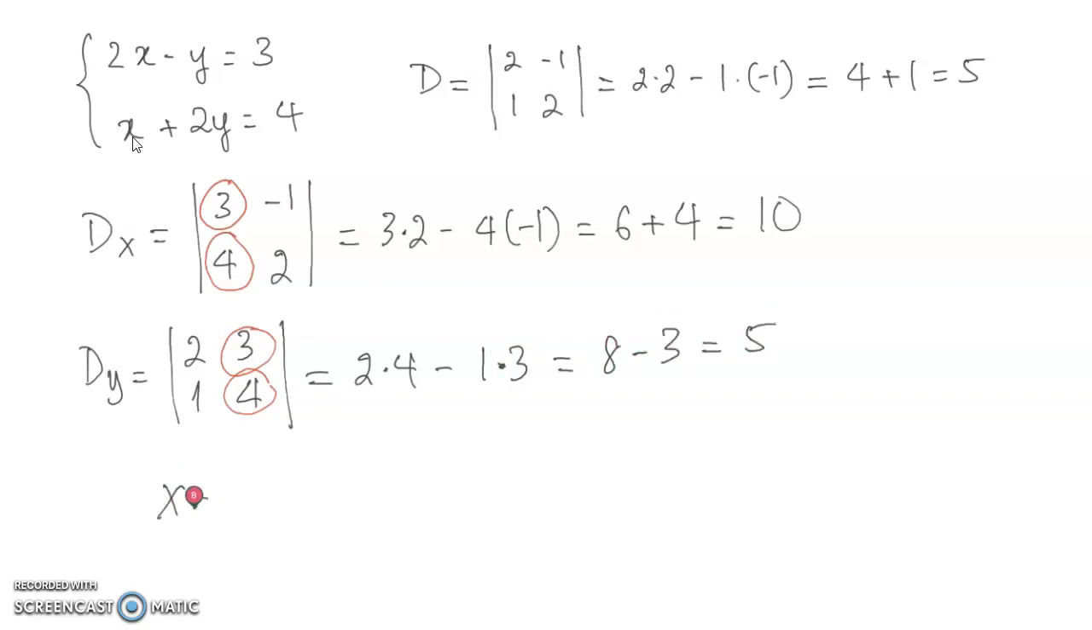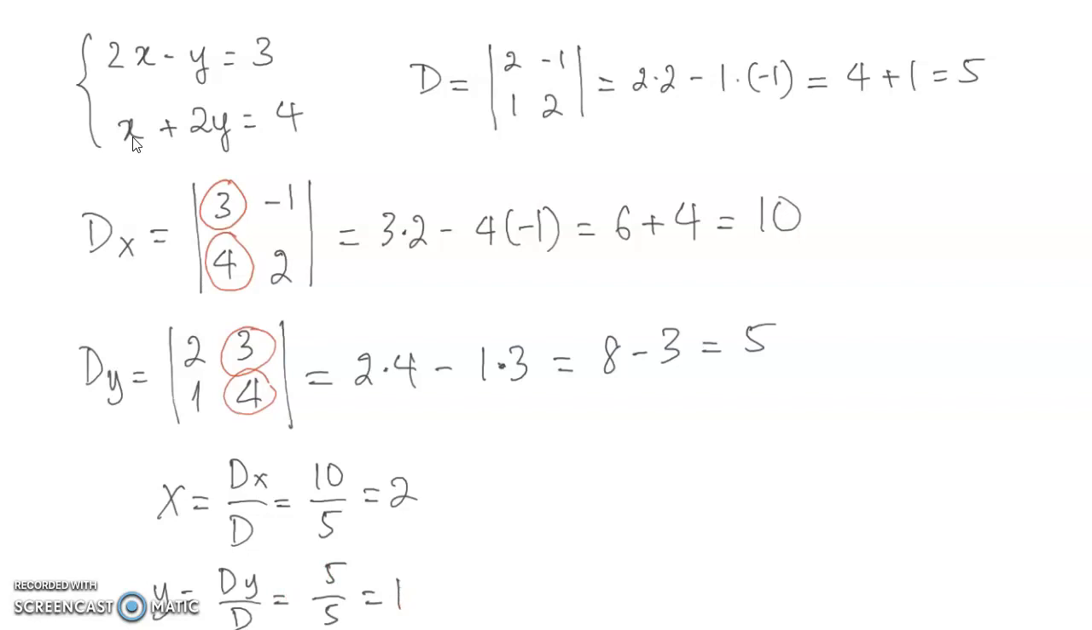So our x would be equal to dx divided by d, and this would be 10 divided by 5, which is equal to 2, and y would be equal to dy divided by d. So dy is 5 divided by 5, so this is equal to 1.